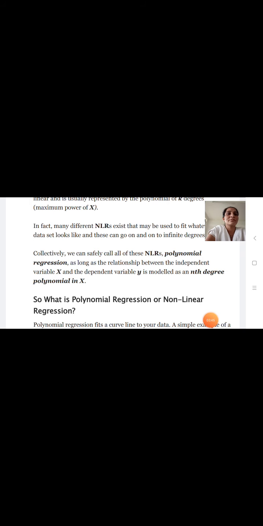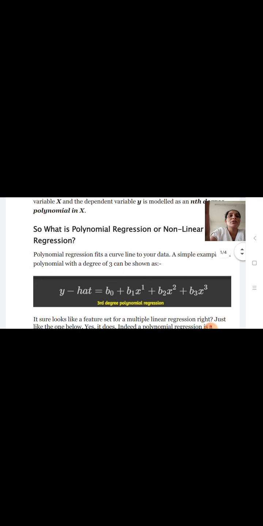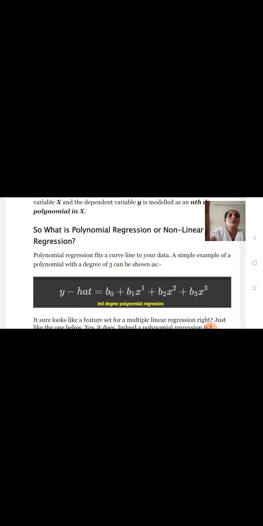Now, collectively, we can safely call all these NLRs polynomial regression as long as the relation between the independent variable x and the dependent variable y is modeled as an nth degree polynomial in x. So, what is polynomial regression or non-linear regression? Polynomial regression fits a curved line to your data.